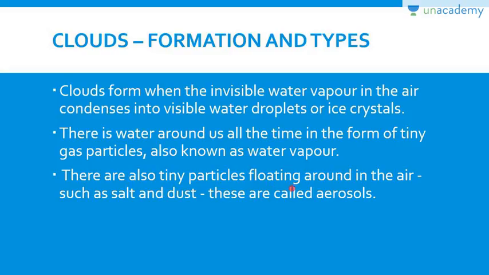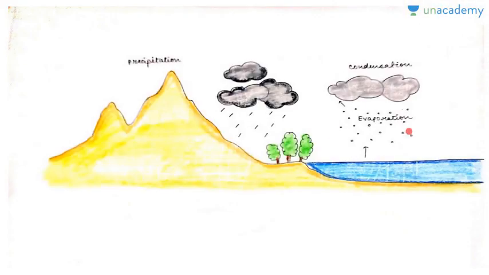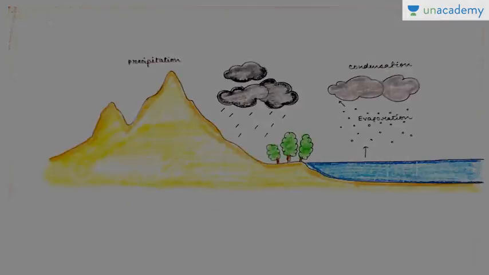Right? And there are also floating particles around in the air, such as salt and dust. These are known as aerosols. So it is along these hygroscopic nuclei that the water vapor condenses in the form of tiny water particles, right? And this water vapor and aerosols are constantly bumping into each other, right? And when the air is cooled, some of the water vapor sticks to the aerosols, which then collide. This is known as condensation. So that's what I told you. So first evaporation, then condensation, and then precipitation. Okay, and condensation happens along these hygroscopic nuclei, that is aerosols.